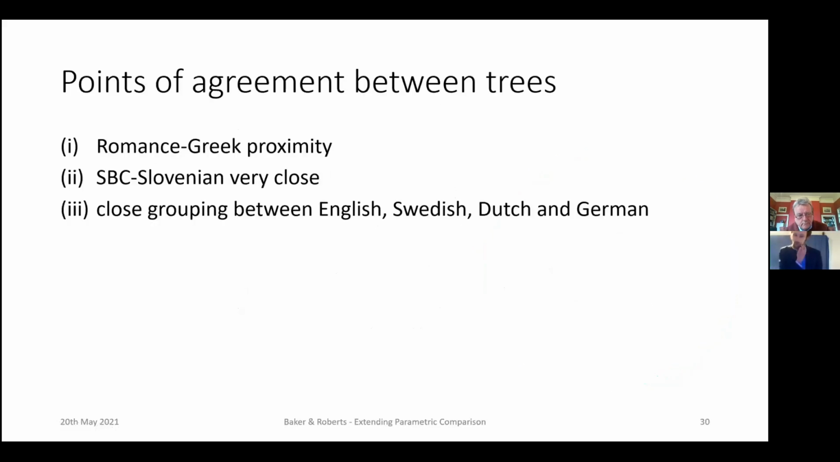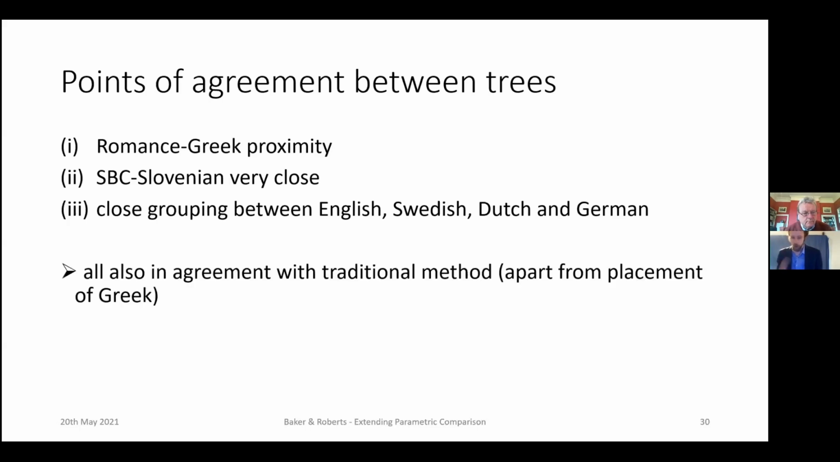So just to summarize what we've just seen, various points of agreement. We see extreme proximity between Romance and Greek, with Greek typically patterning within Romance, Serbo-Croatian and Slovenian obviously very close, and a close grouping in every case between all the Germanic languages apart from Afrikaans. And all of these points are in agreement with the traditional method, with the exception of the placement of Greek.